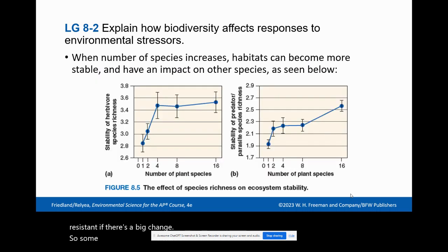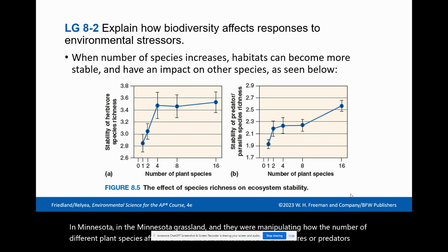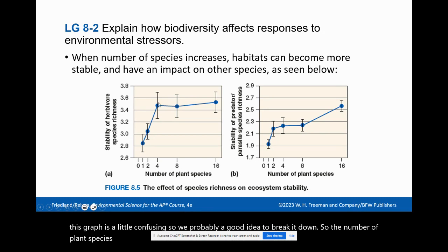So some scientists did a study in the Minnesota grassland, and they were manipulating how the number of different plant species affected the number of herbivores and carnivores or predators. This graph is a little confusing, so probably a good idea to break it down. The number of plant species is literally just 0, 1, 2, 4, 8, and 16. And the number of herbivores, or the species richness, so how many different species there were, are actually these dots.